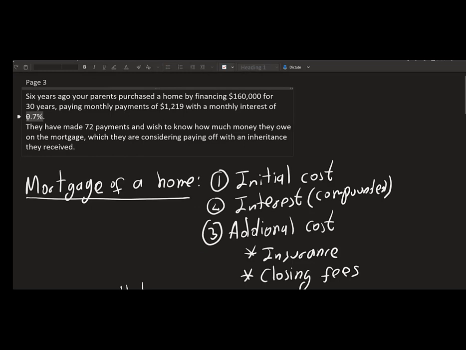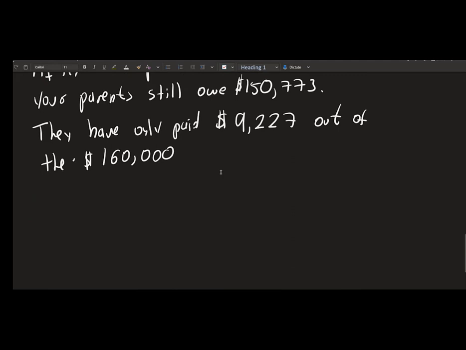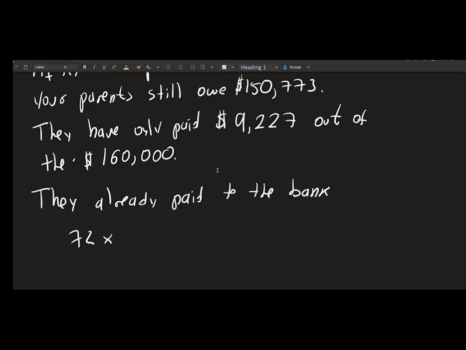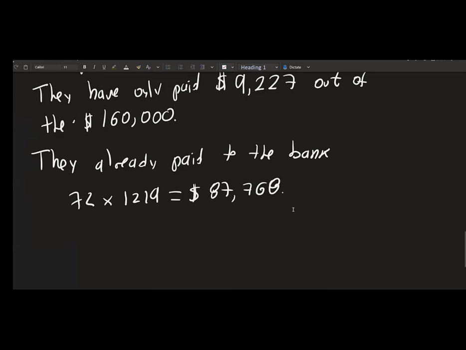This is just to show you how much money the bank is taking from you, or whoever is lending you the money. They already paid the bank 72 payments multiplied by 1219, which you calculated correctly. That's almost $90,000, 87,768. So it's a good business to lend money, basically.